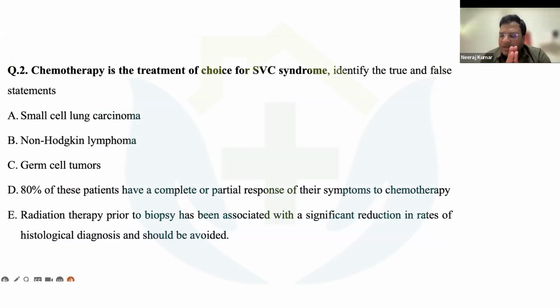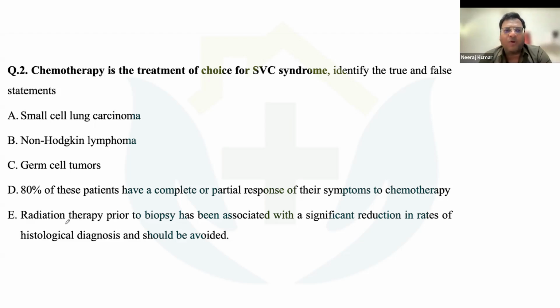Now continuing with the same question: chemotherapy is the treatment of choice for SVC syndrome, but you have to identify the true and false statements. Chemotherapy is the treatment of choice for small cell lung carcinoma, for non-Hodgkin's lymphoma, and for germ cell tumors. The D option is that 80% of these patients have a complete or partial response of their symptoms to chemotherapy. The E option is that radiation therapy prior to biopsy has been associated with a significant reduction in the rates of histological diagnosis.